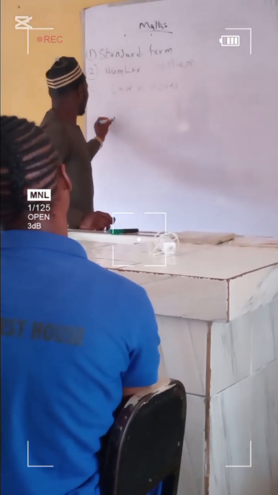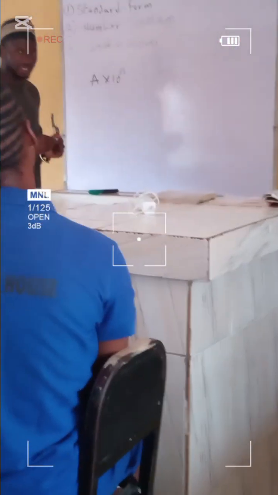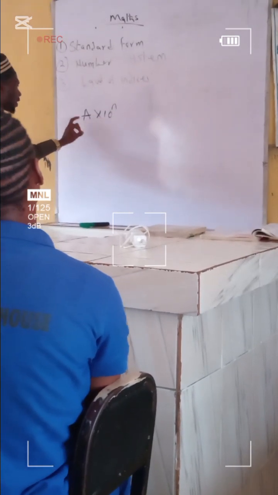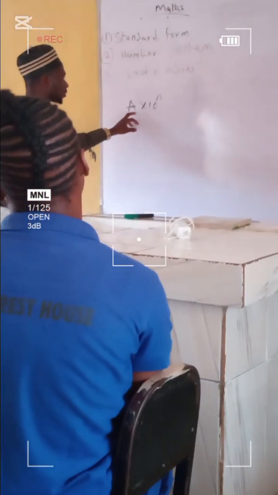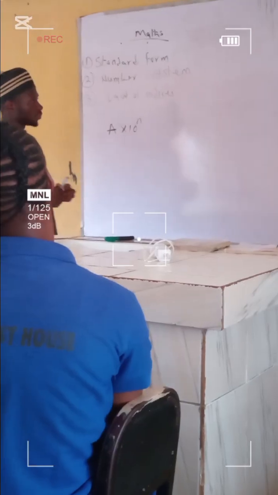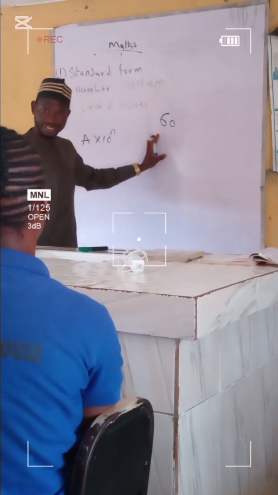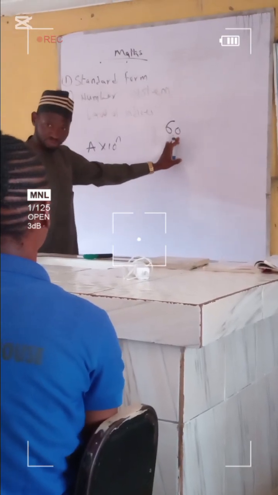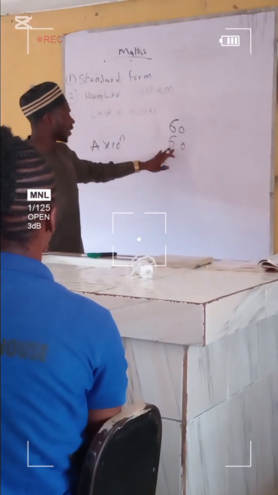When you have a number like this, A times 10 raised to n, this A you are seeing can be a whole number, and it can also be a decimal. When I mean a whole number, if I'm having something like this, 60, it's called a whole number.